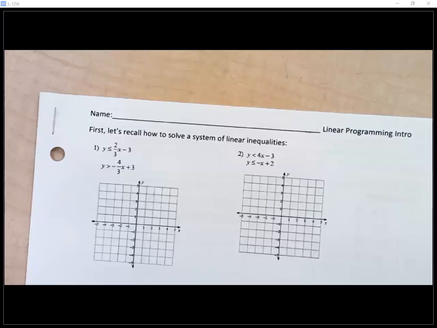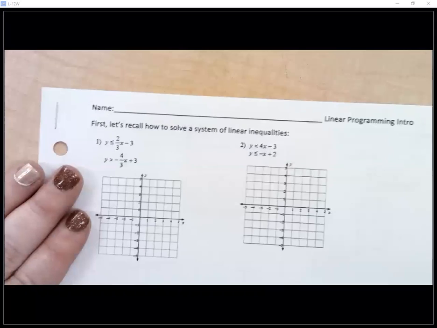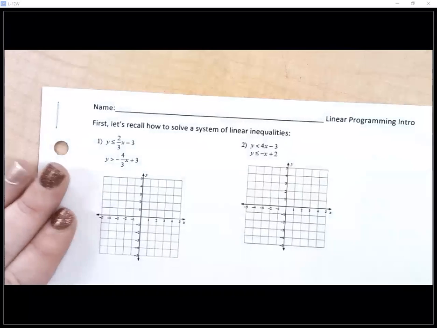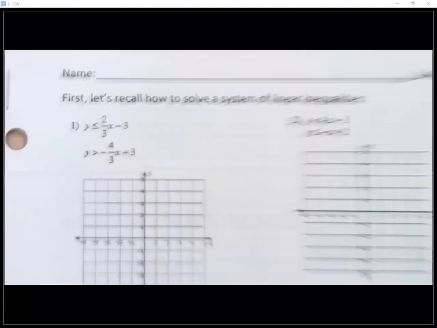So there are some real world applications of this. It's kind of fun. So we'll get there. But in order to be able to do these things, we sort of have to go back in our algebra brains and remember how to do a couple of things. So if you take a look at the first two, do you remember how to graph a system of linear inequalities?